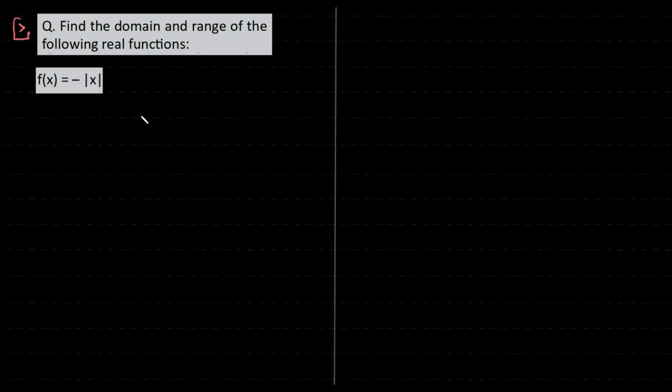Find the domain and range of the following real function. So let's look into this question. What do we have? We have minus 1 into modulus of x. Do you guys remember modulus of x?